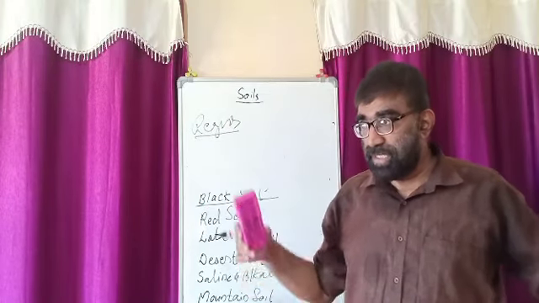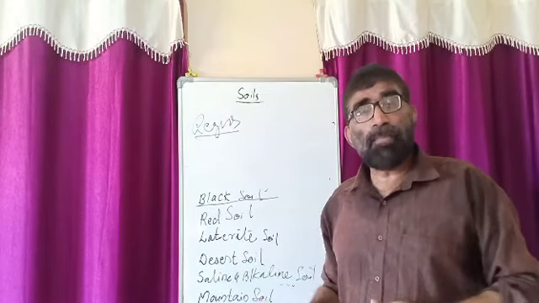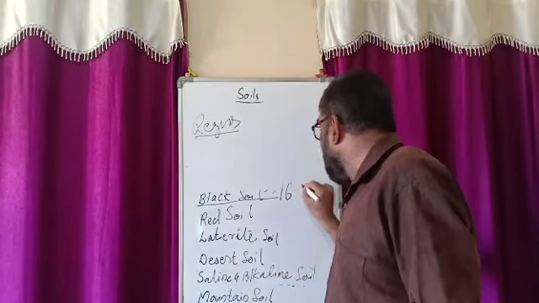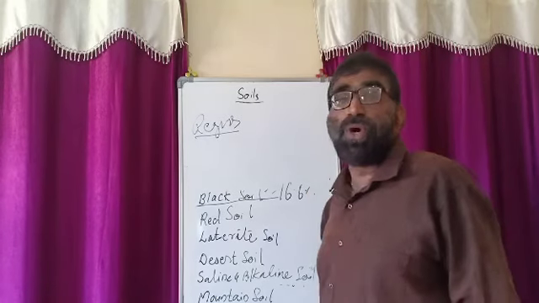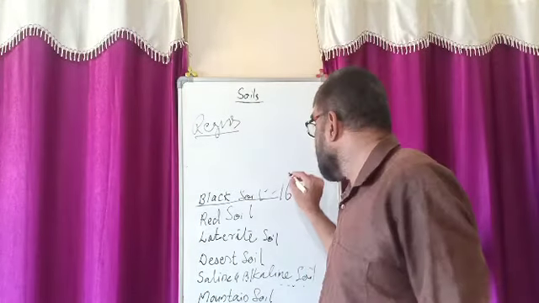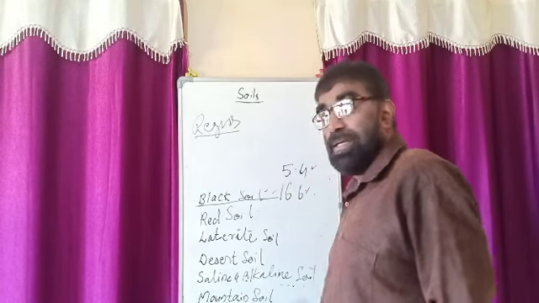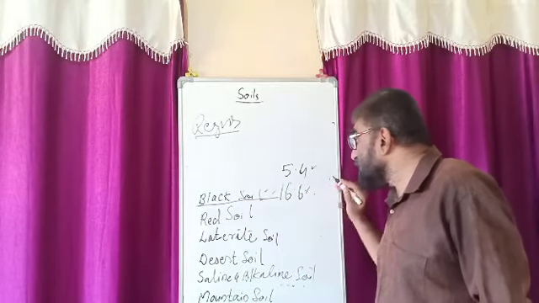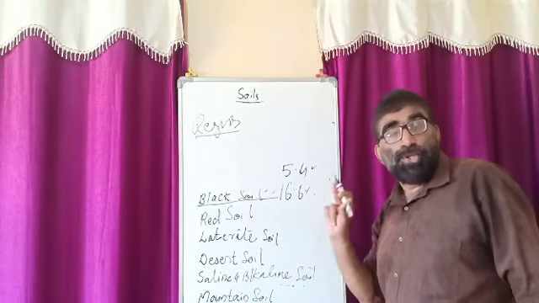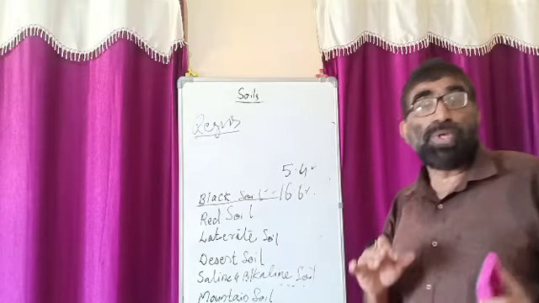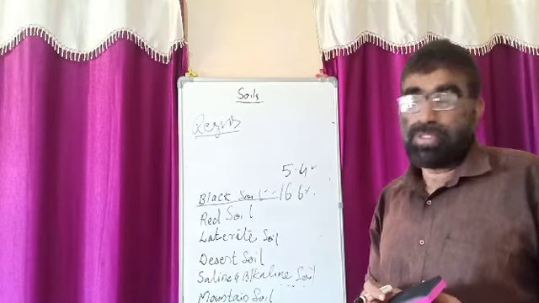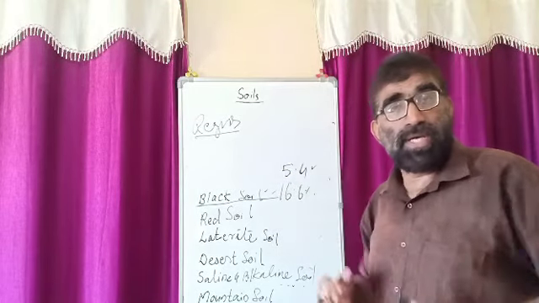Black soil is mainly found in Madhya Pradesh, Maharashtra, part of Gujarat, Andhra Pradesh, etc. And this black soil occupies about 16.6% of the total geographical area, that is about 5.4 lakh square kilometers. Black soil is found in situ, but alluvial soil is found ex situ.